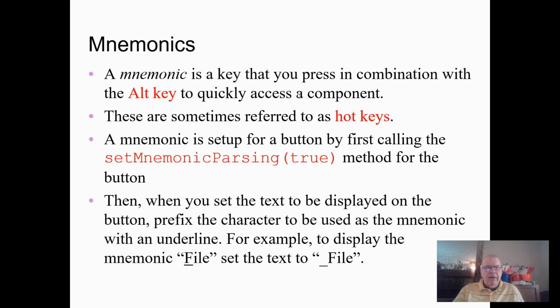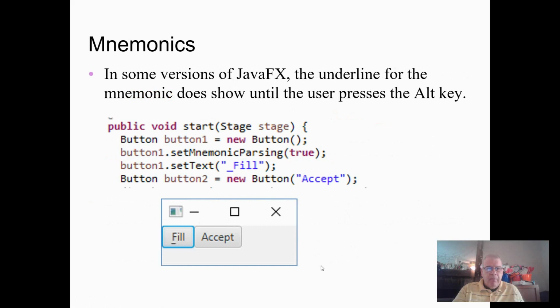So how do you set this in Java? Well, let's say you're putting a button that you want to have a mnemonic. You put an underscore in front of the letter. That underscore won't show up normally, but when you press the Alt key, it'll underline the letter that you put the underscore in front of. If that's proper grammar.